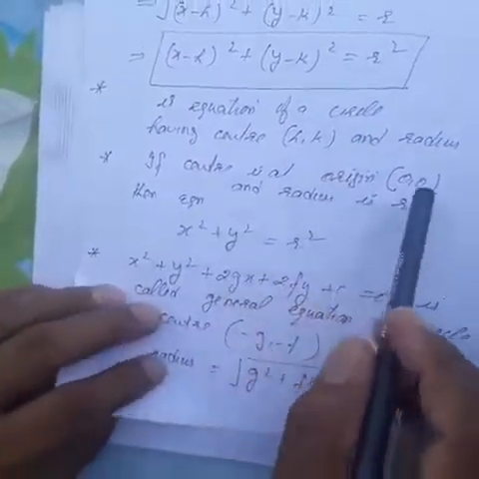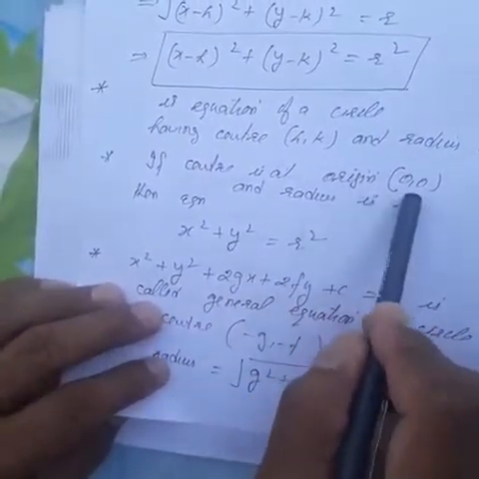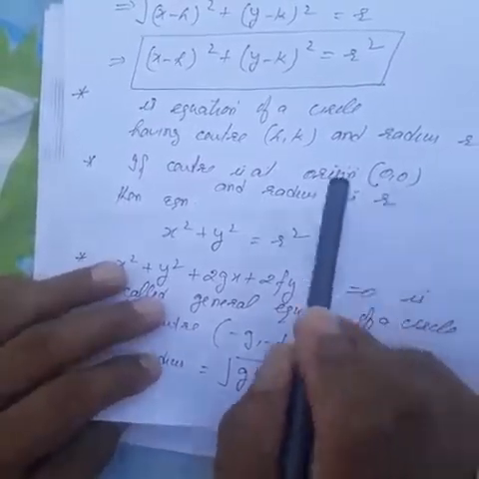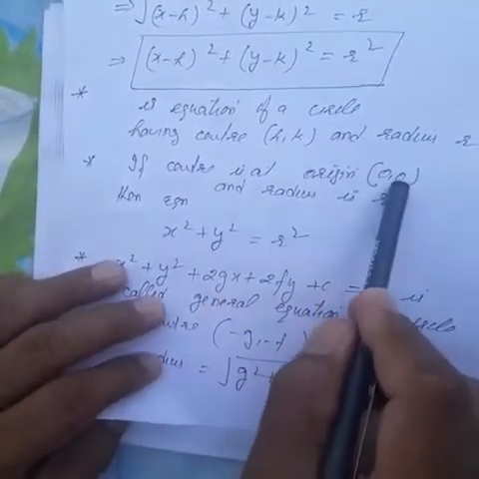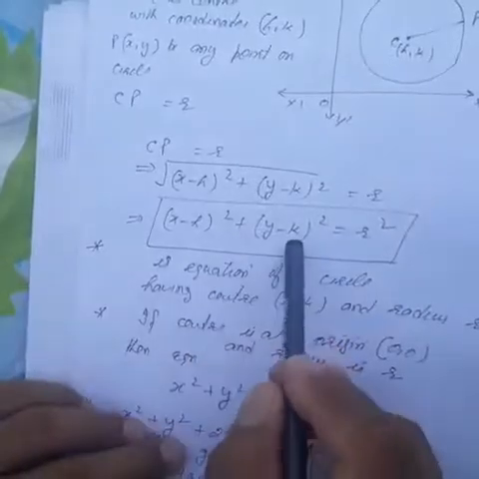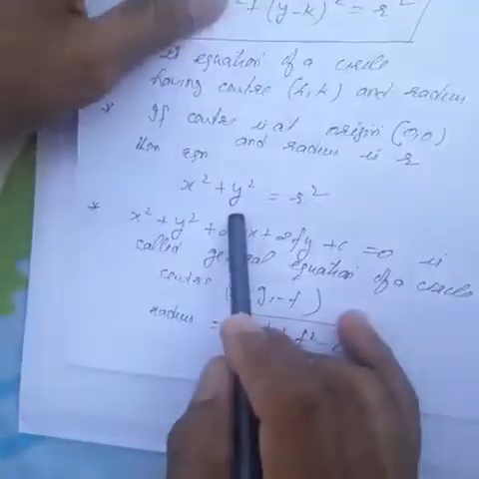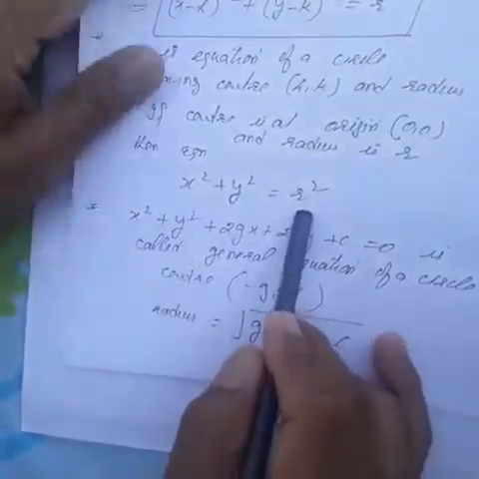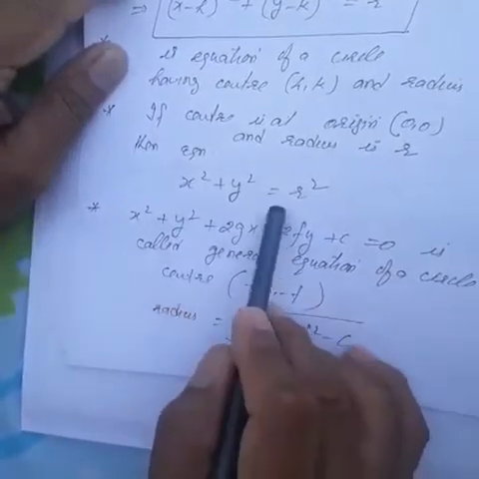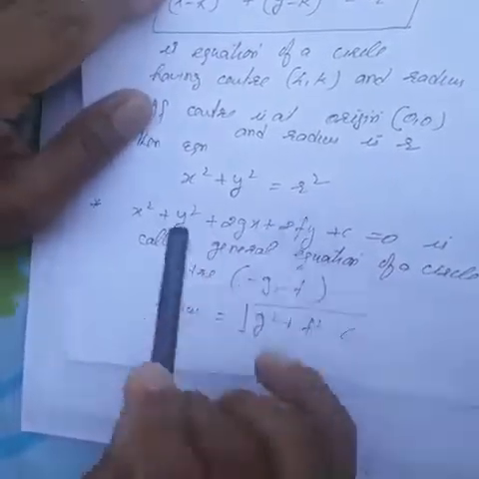Now if the center is at the origin, what will happen? The coordinates of the center will be (0, 0). It means put h and k as 0, then this equation will be obtained. So this is the equation of the circle when the center is at the origin.